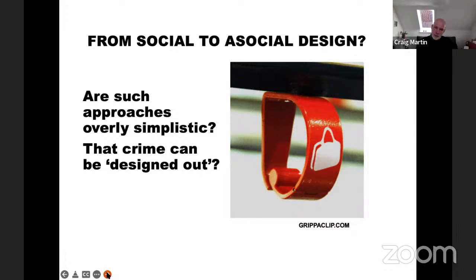So this leads me to my second point here. Is it too simplistic that crime can actually be designed out? So don't we need to look at the foundations of criminality itself as designers? So as designers working with criminologists to understand why people thieve. So for me, this is where this question of asocial design hopefully in some way illustrates the need to think about society in much more complex terms.